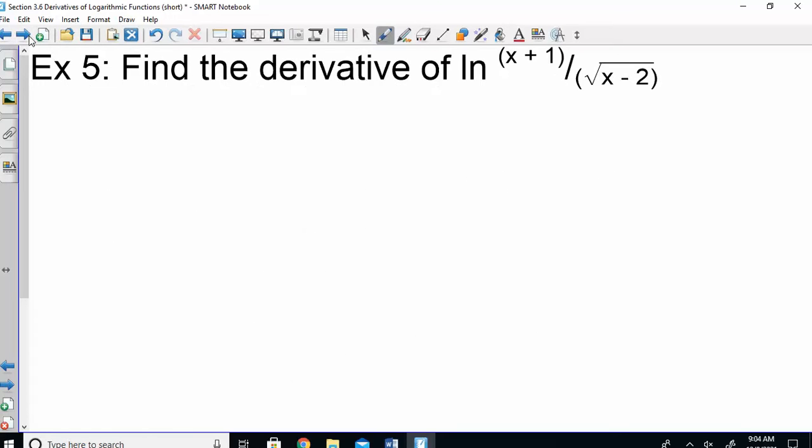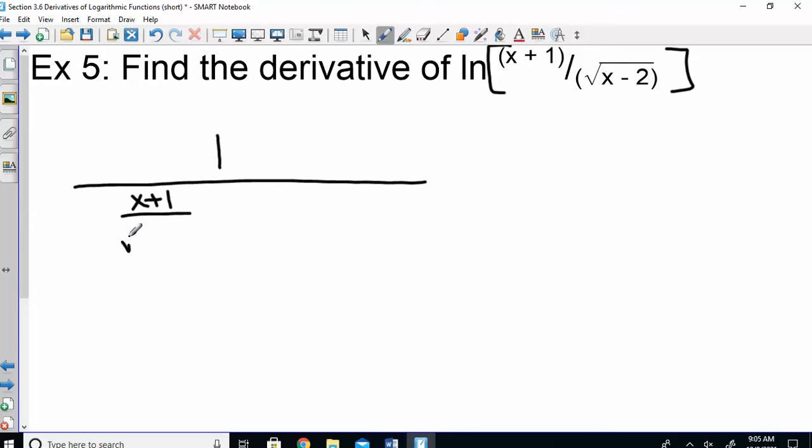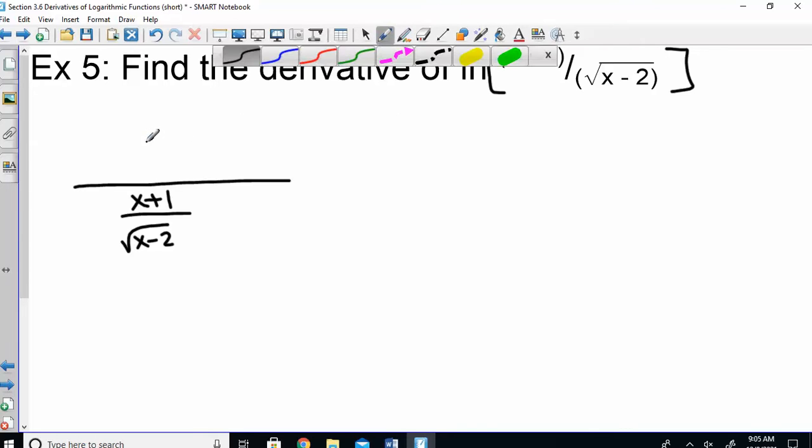Last one. So I have the natural log of this whole thing. We know that if we have the derivative of a natural log, it's 1 over the argument, and my argument is that whole thing. But what am I going to have to do here? Am I done? No, we have to do the chain rule. So times derivative of the inside. How would I do the derivative of that inside?